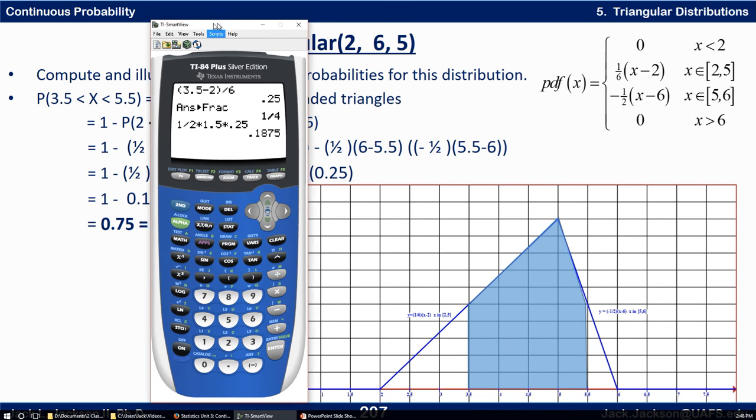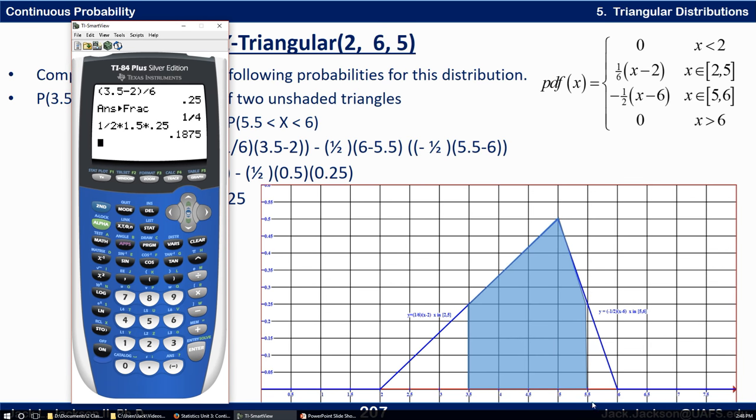All right, how about the other unshaded triangle over on the other side? Well, you've got 6 minus 5.5, that's 0.5 for the base. And for the height, you plug 5.5 into the formula. But 5.5 is between 5 and 6, so we use this formula. That formula says it's negative 1/2 times 5.5 minus 6. That's positive 0.25, so that's the height here. Notice that whether it has positive or negative slope, the heights should turn out to be positive numbers.